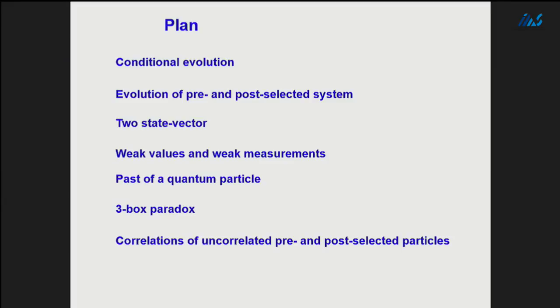But in addition, I will talk about some highlights or paradoxes. If they're not paradoxes, they don't attract me. So I will talk about some highlights related to the two-state vector formalism. One of them is also an experiment in which I was involved recently: the past of a quantum particle. It's also related to the three-box paradox, which I think is interesting, and I will mention it.